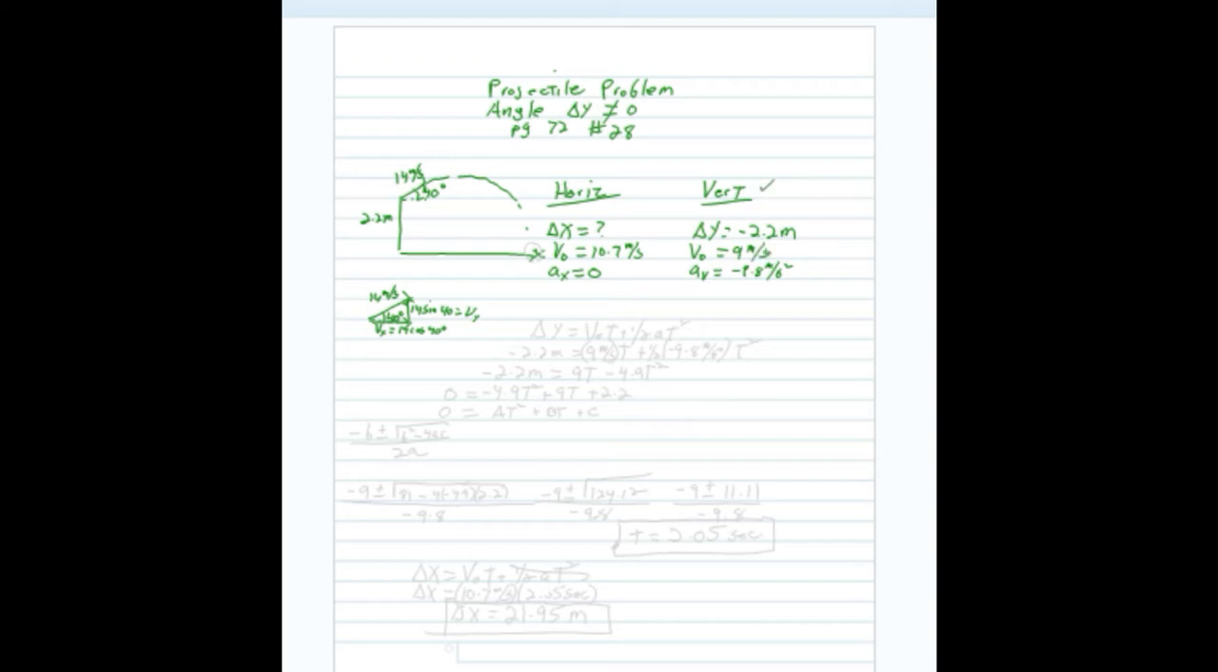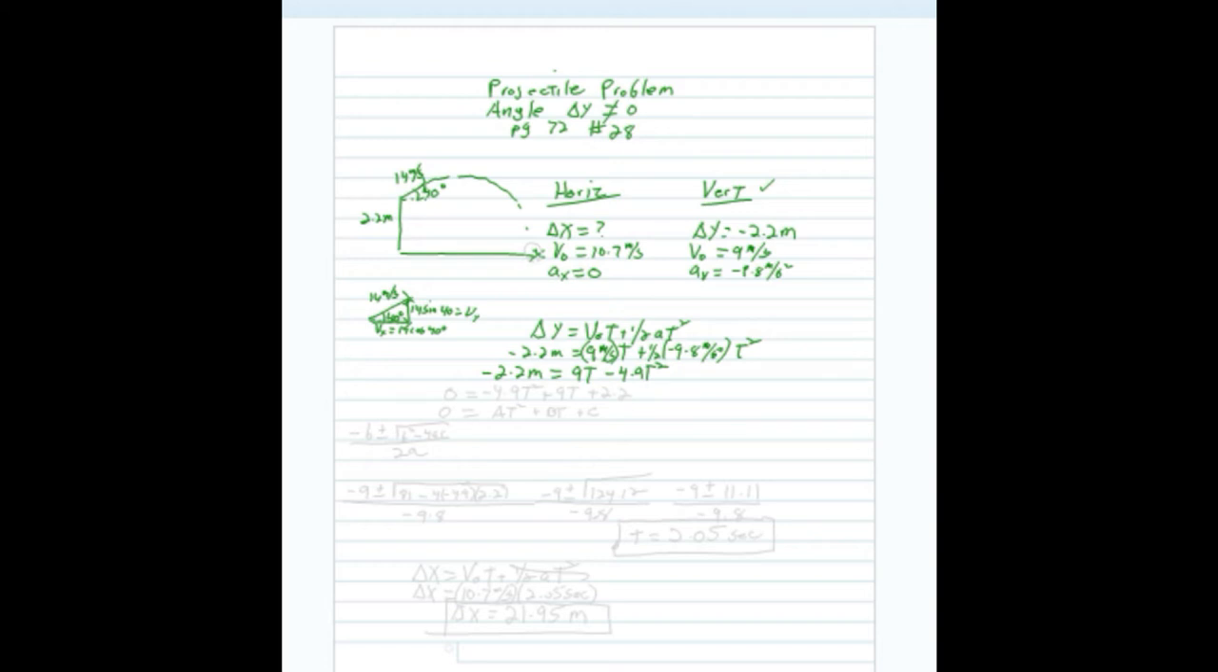The vertical chart has all of the information filled in, so I'm going to use that to solve for t. So delta y equals V0 t plus 1/2 a t squared. Delta y is negative 2.2 meters equals 9 meters per second times t plus 1/2 times negative 9.8 meters per second squared times t squared. Cleaning this up, you get negative 2.2 meters equals 9t minus 4.9 t squared.